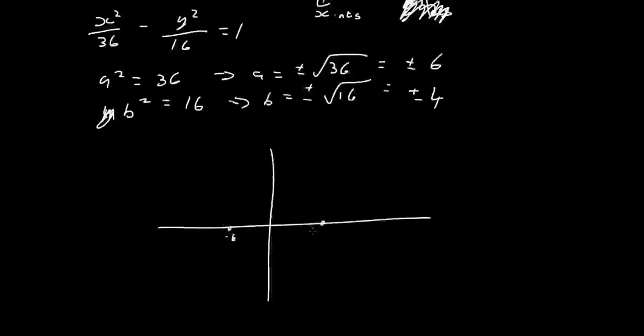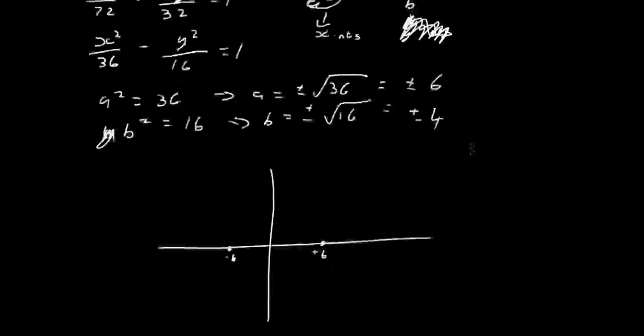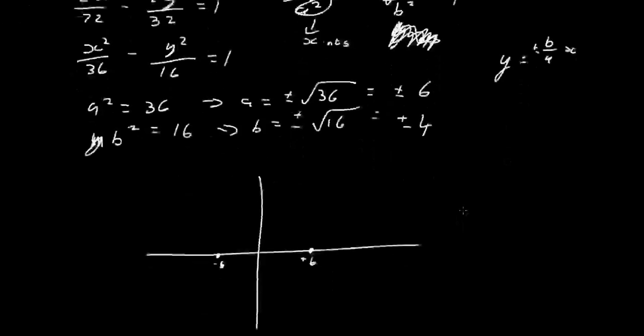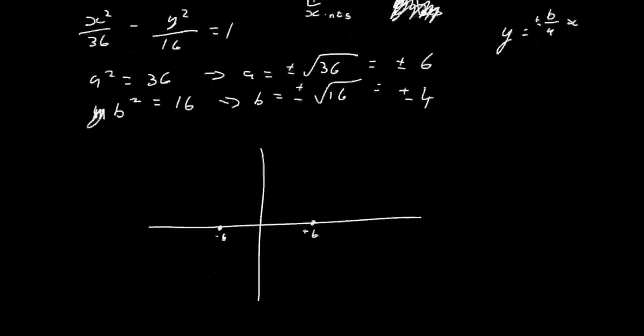Minus 6, plus 6. We also know from this form of the non-rectangular hyperbola that it has asymptotes at y equals plus minus b over a x. So you can sketch in your asymptote lines, which are b over a, which is this line here, and we've got this line here, which is minus b over a.